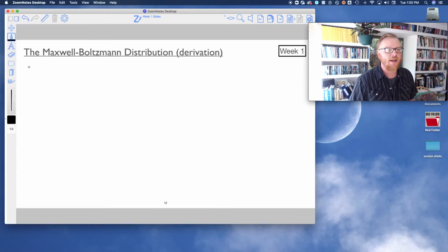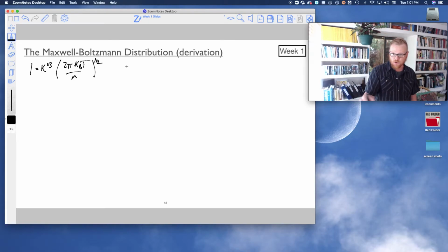Okay, so now that's going to go 1 equals k to the 1/3 power. And here I'm just going to write that integral solution with the algebra already done. 2 pi kbt divided by m all to the 1/2 power, square root. So stop and make sure that you can do that algebra from the previous slide.